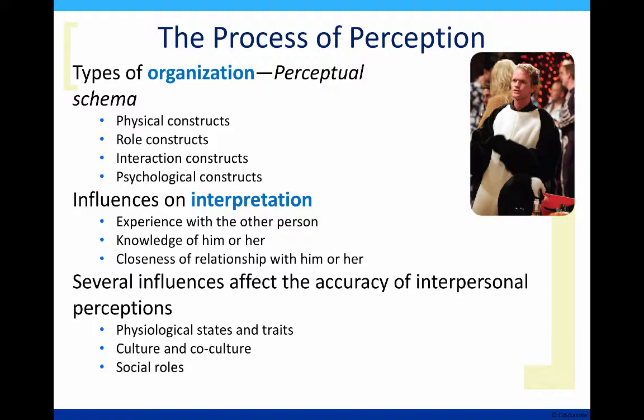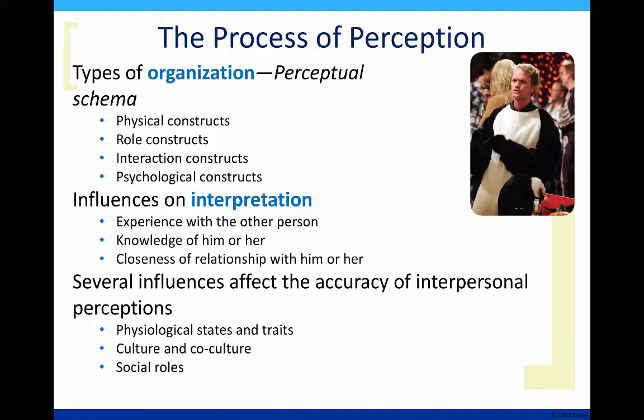We use 4 types of schema to classify information we notice about other people: physical constructs, role constructs, interaction constructs, and psychological constructs. Physical constructs have to do with their appearance. What do they look like? What are their physical characteristics? Role constructs are where they fit into the social or professional world, like what can you tell about what their job or their status is. Interaction constructs have to do with their behavior, how are they acting, and psychological constructs have to do with our perceptions about their possible thoughts and feelings, like do they seem upset or happy?